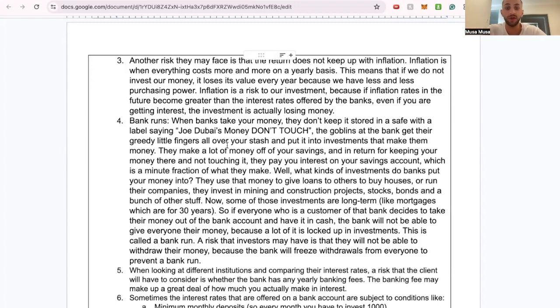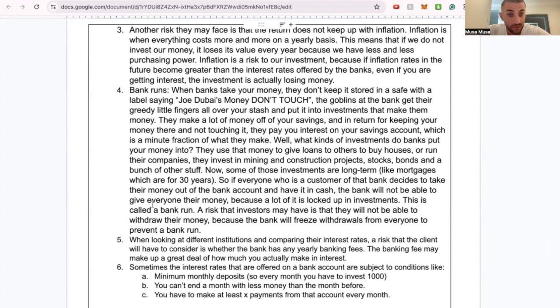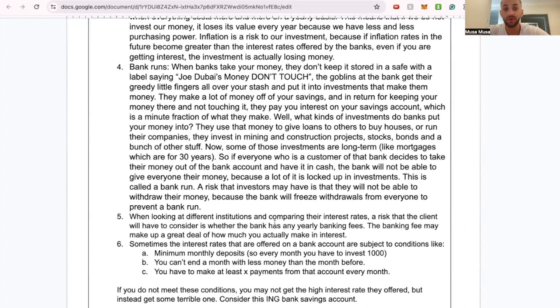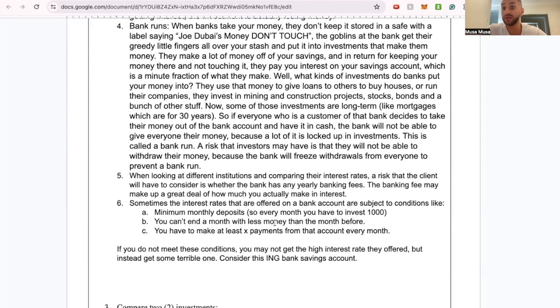Okay. So a risk that you face by having your money in investments is the fact that you might not be able to necessarily access that money. Okay. A risk that investors may face is that they will not be able to withdraw their money because the bank will freeze withdrawals from everyone to prevent a bank run. So if they feel like that's going to happen, they actually have the right to say, that's it, no more withdrawals until we can figure this thing out.